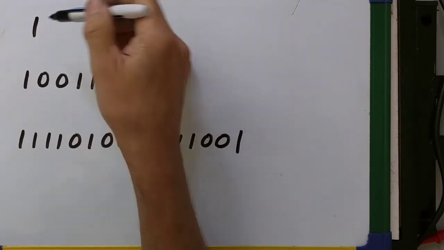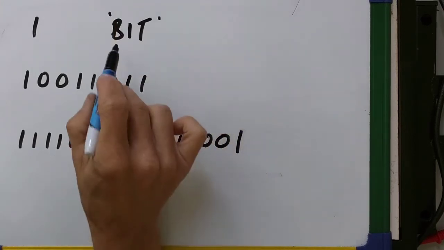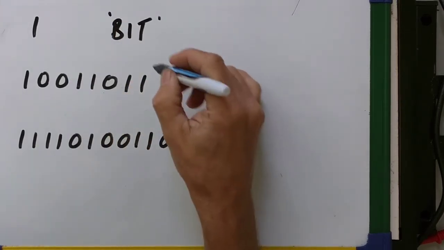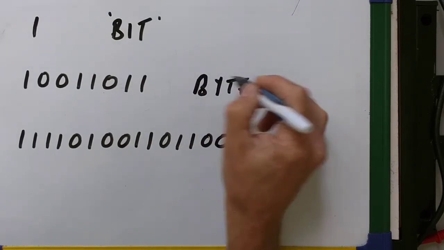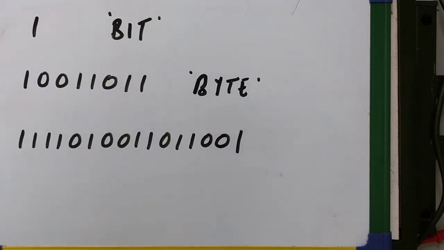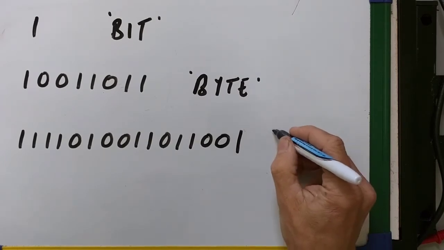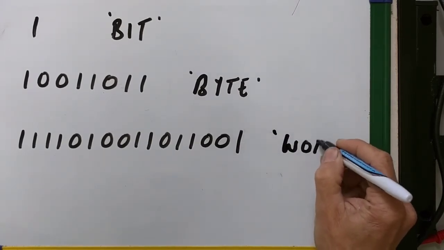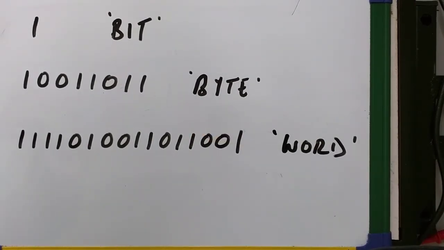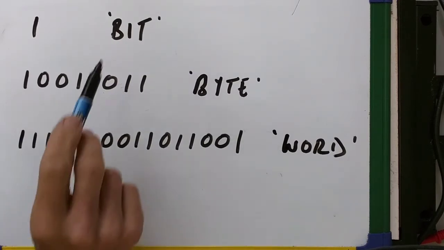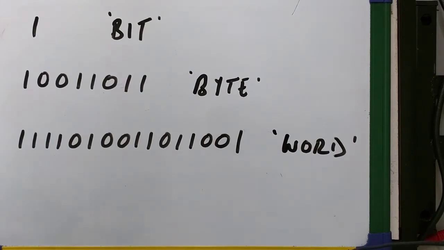A single binary digit is called a bit. Binary digit, bit. A group of 8 is called a byte, and you're familiar with that term from normal computing, megabyte, gigabyte, talking about memory storage, and 16 of them is called a word. So those are 3 phrases that often come up in computing and working with PLCs: bit, byte and word. Bit's a single binary digit, byte a group of 8, word a group of 16.